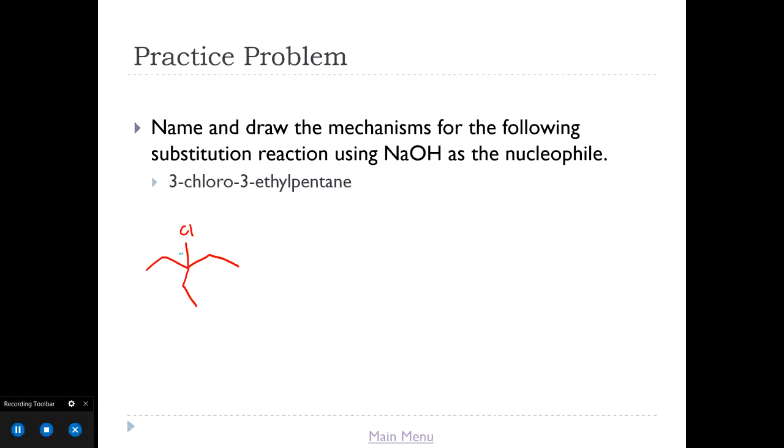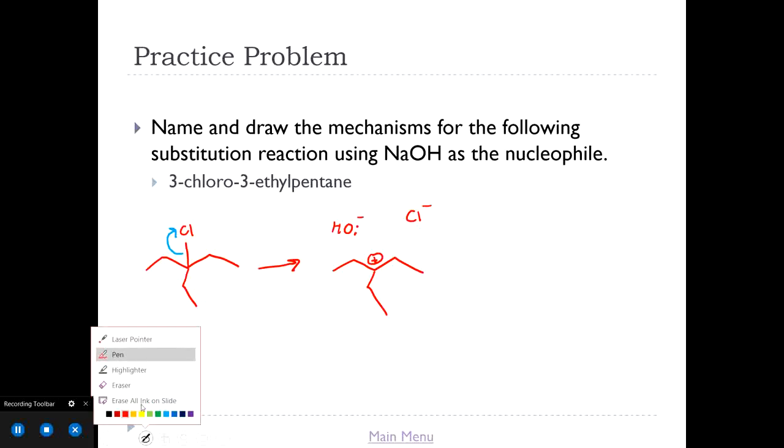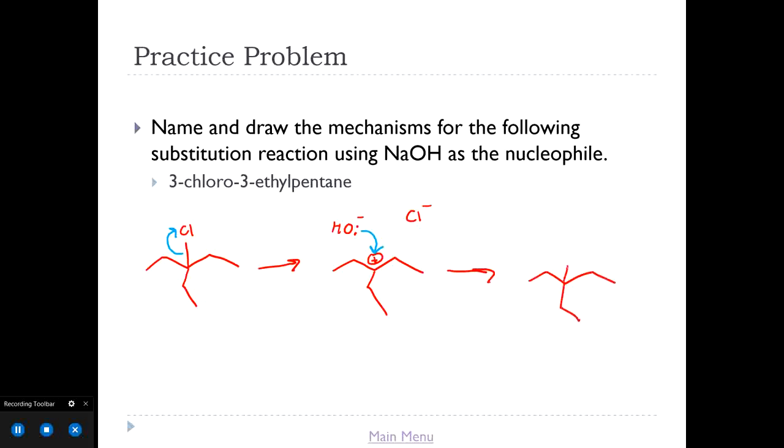So the first thing that happens is this bond breaks, and the electrons go onto the chlorine. It forms our carbocation intermediate. So this carbon here has a full positive charge, and we have our chlorine up here with a negative charge. And we have our hydroxide, which is going to then replace the chlorine, so it's going to attack the positive carbon center here, resulting in our alcohol group.